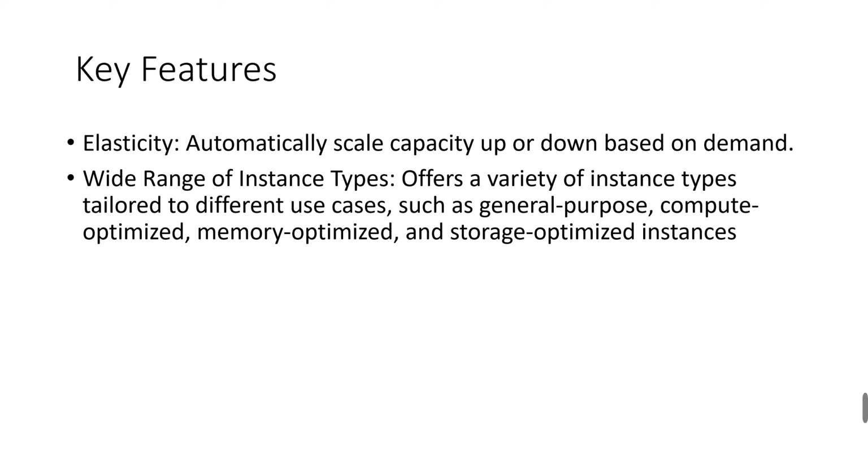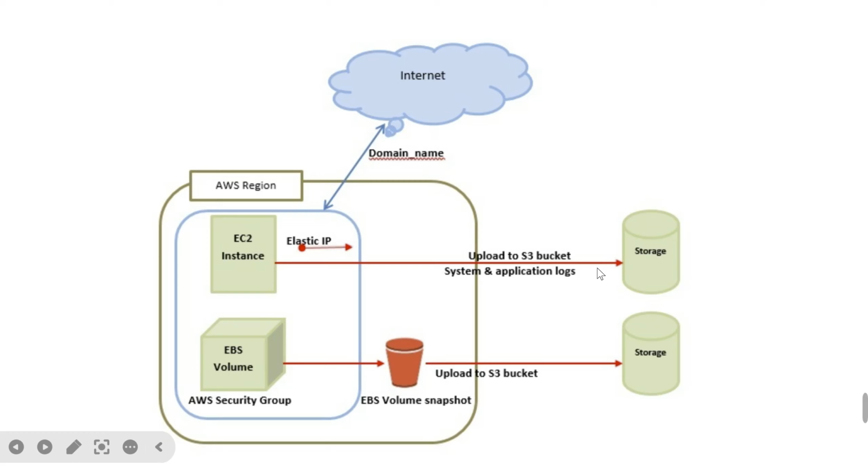Next, there are key features like elasticity, which automatically scales the capability up and down based on demand. If I want to increase the volume of my EBS, as I showed you what this EBS volume is, and initially it was 5 GB and later I want to make it 10 GB or 8 GB, I can scale up. So I can do that.